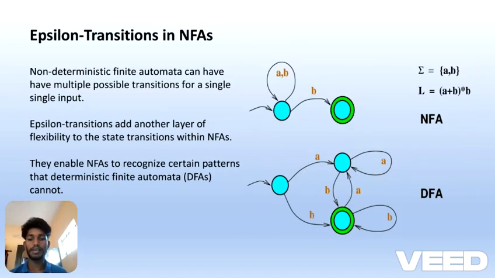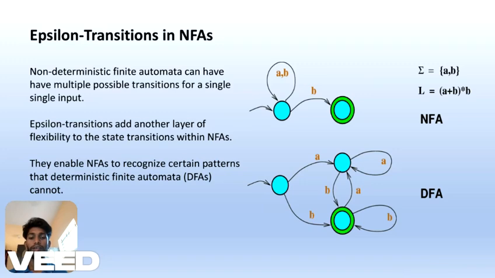Epsilon transitions in NFA. Non-deterministic finite automata can have multiple possible transitions for a single input. Epsilon transitions add another layer of flexibility to the state transitions within an NFA. They enable an NFA to recognize certain patterns that deterministic finite automata cannot.